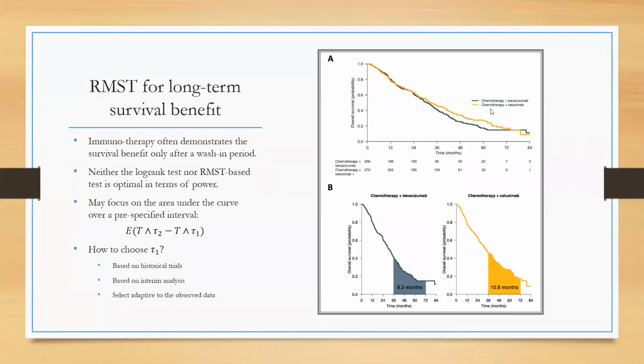And also, the RMST can be extended to consider, rather than the time window from zero to tau, a window from tau one to tau two, right? So you can compare the expected lifetime within any time window between two arms. So this is really appealing for comparing, for example, if you believe the survival benefit only occurs later in the follow-up. In this kind of situation, if you do the log-rank test or RMST over the entire period, it's problematic. But if you compare RMST at a later time window, then you gain a lot of power.